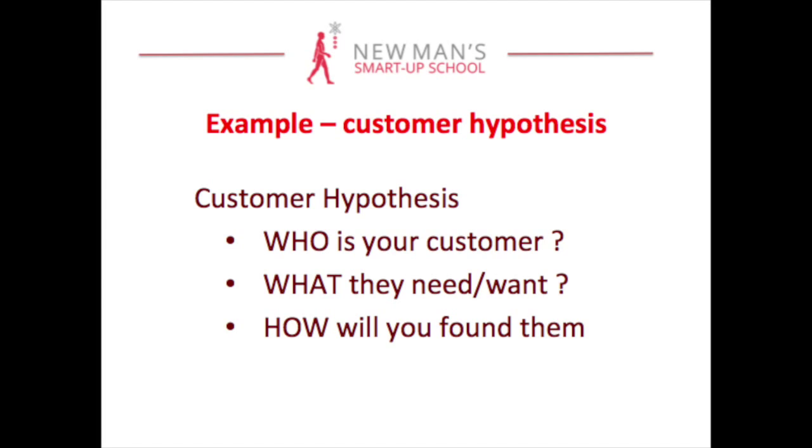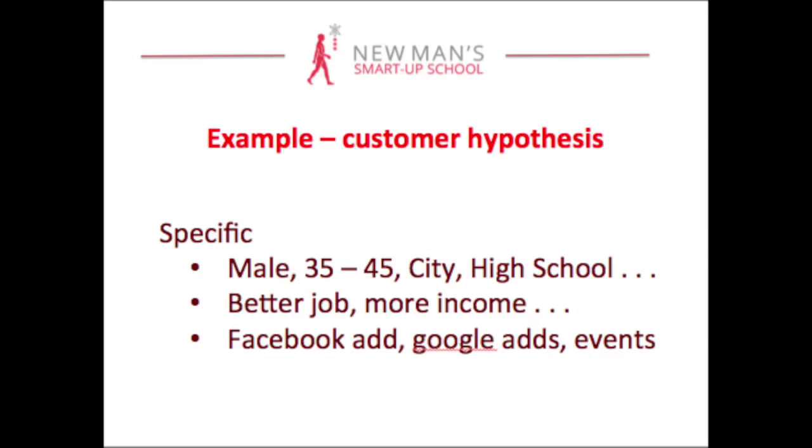Okay? Now I will take each of these questions to these 5 criteria for measurement. And it goes like this. Specific. So I want to have a male customer, 35 to 45, living in the city, who has finished high school. This is good enough for me for the product that I'm selling. This is who. What? He wants a better job, he wants more income, because I'm selling online education. And how? I will use Facebook ads, Google ads, and events for promotion. So this is my specific. It's really specific. This is my customer, this is what he wants, and this is how I will find him.